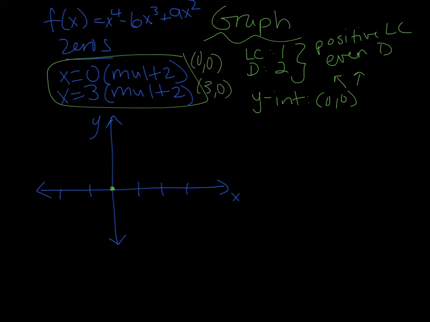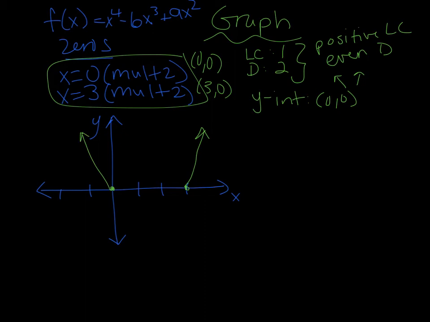And that's going to be at 0, 0. We're going to have a point at 3, 0 also. So now let's discuss what will happen now. So we know that our end behavior is going to have both sides going up.